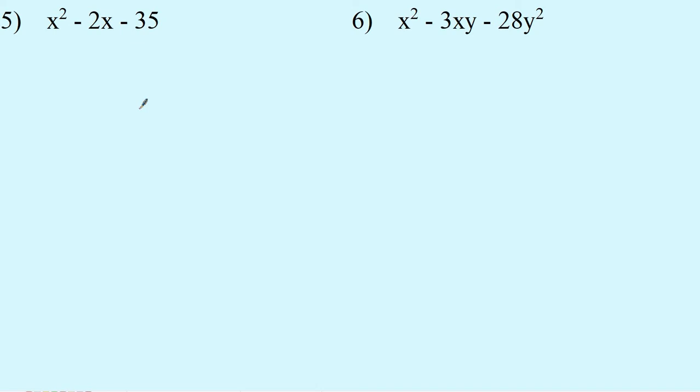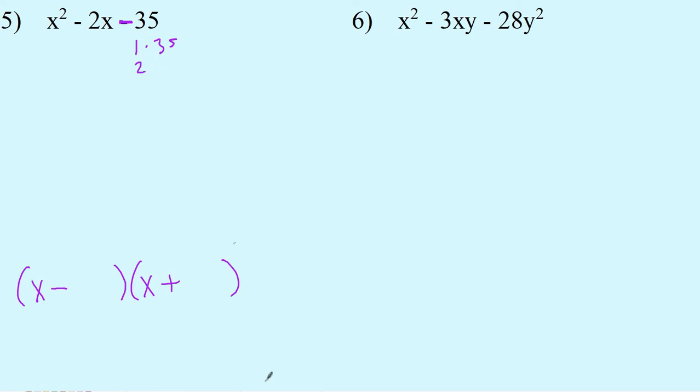So let's just do this randomly, right? We're going to get random factoring problems, so let's just work on them. So how do I want to factor this? Well, since it ends in a negative, I know that this is going to have x minus and x plus. One is positive, one's negative. So let's look at our factors of 35.